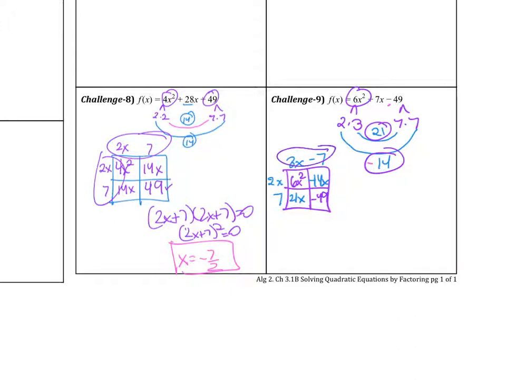So these are the factors of 6x squared plus 7x minus 49. So I can write 3x minus 7 times 2x plus 7 equals 0. So x equals a positive 7 thirds, and x equals negative 7 halves.